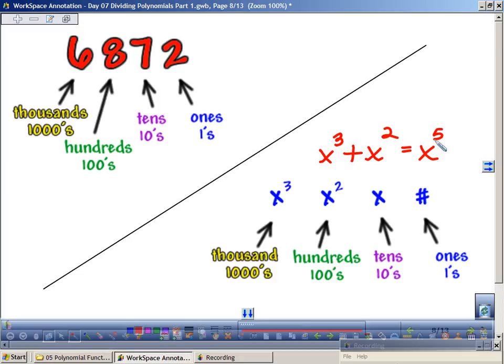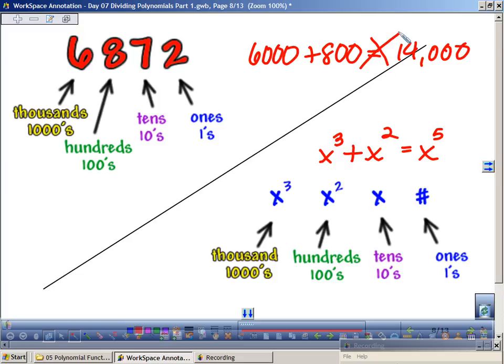If x cubed is in the thousands place, that's just like saying 6,000, right? And x squared is in the hundreds place, that's like saying 800. If I were to do it like this, it'd be like saying this. Is that 14,000? No, you have to add by place value, right? So that doesn't work. You have to add by place value. It's just x cubed plus x squared. They have to have their own place. So if you just remember place value, you'll be okay. Stay nice and organized. Remember your place value.